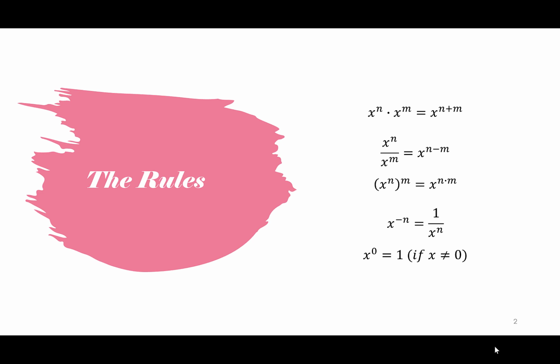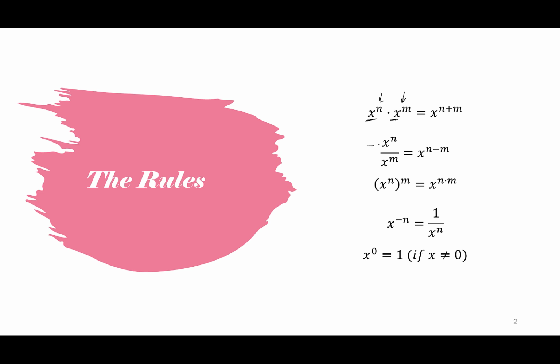So the first one that we call the product rule. So I have x to the n times x to the m, and that's equal to x to the n plus m. Notice in all of these rules that I'm giving you that the base is the same. So we call the base this part that's on the bottom, and then the exponent is up top. Here's the exponent. So the bases are the same. We are adding the exponents.